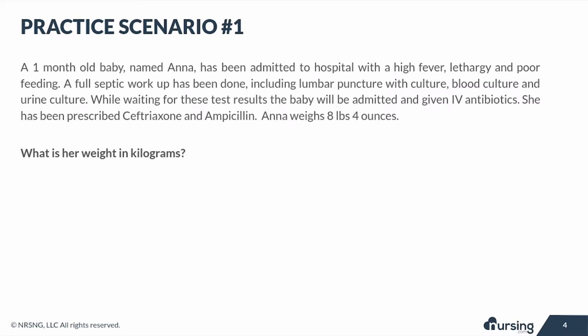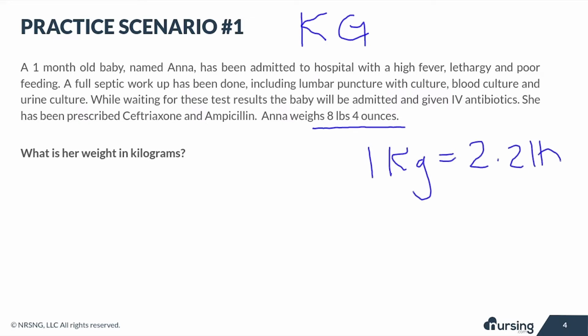But the first thing we need to do is actually find out what her weight is in kilograms. So it's important to note that when we're doing weight-based dosing, we are always going to use kilograms. Okay, we're not going to calculate it using pounds. So we need to take a second and calculate what her weight is in kilograms. So the formula for this is to know that 1 kilogram is equal to 2.2 pounds. So just take a second and go ahead and calculate her weight in kilograms.